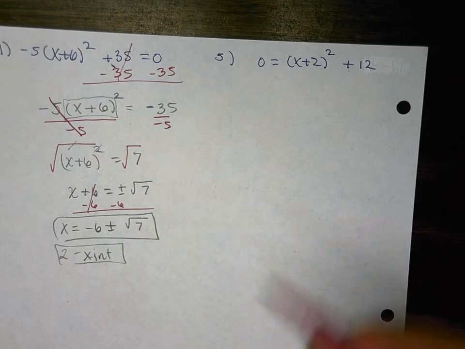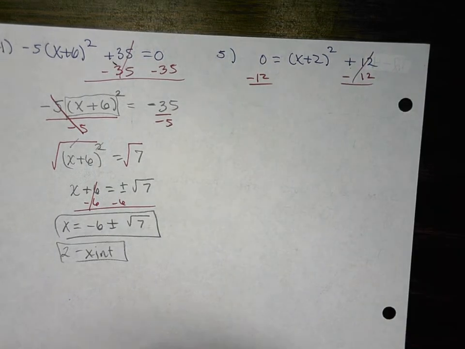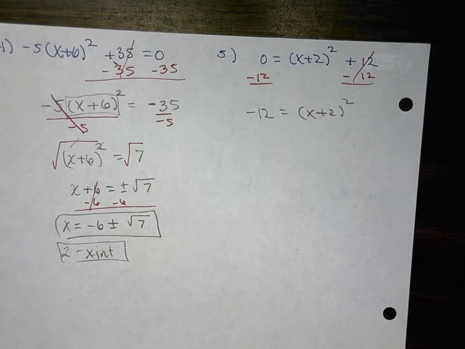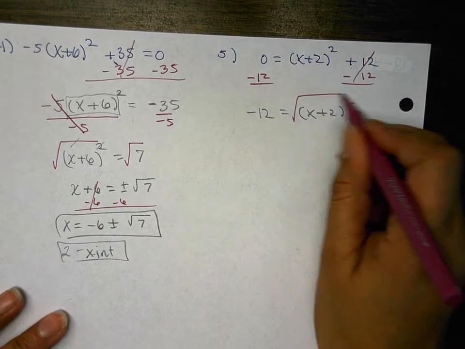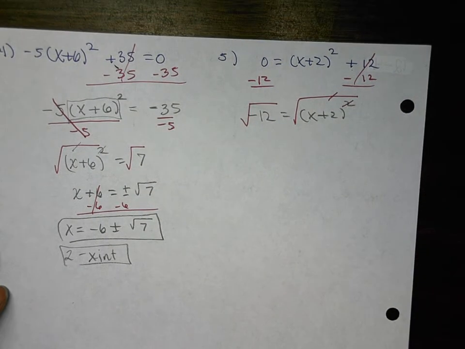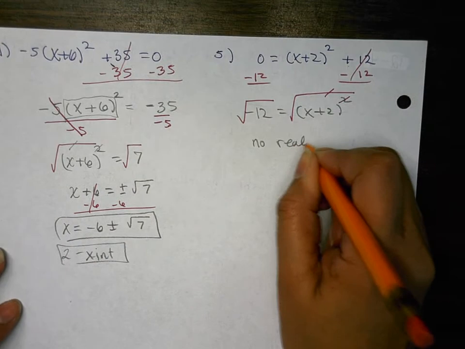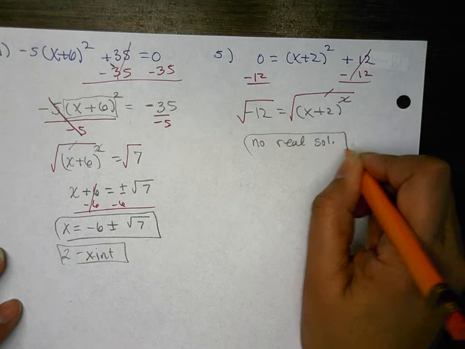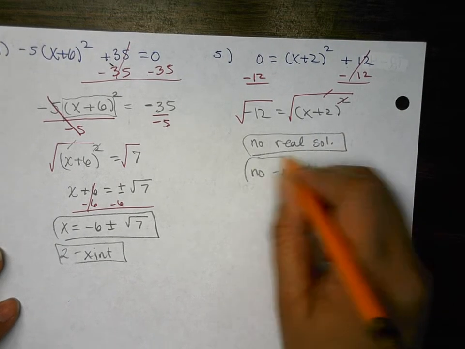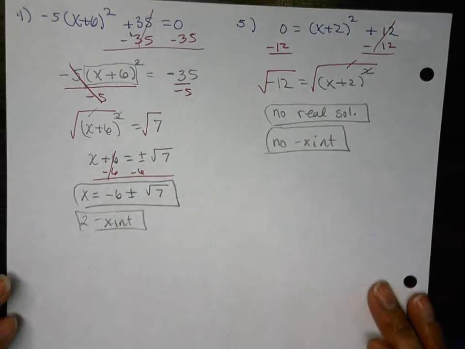All right. This one, did anybody solve it yet? What do you subtract? Is there anything to divide on this one? No. Since there's nothing to divide, we go straight to doing what to both sides? Square rooting it. Those undo each other. Can I take the square root of negative 12? What does that mean about my real solutions? No real solutions, which means what about my x-intercepts? No x-intercepts, or 0 x-intercepts. All right. Questions?